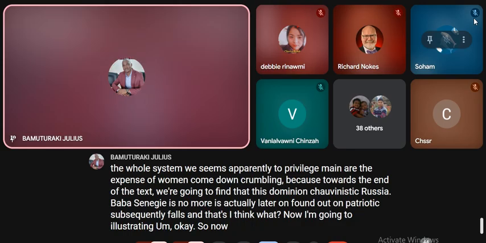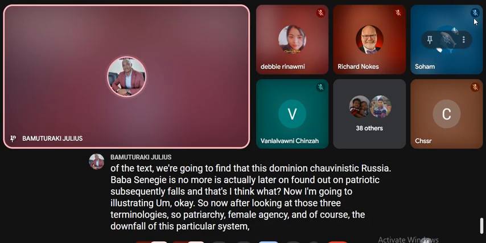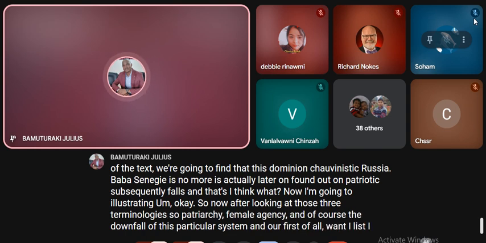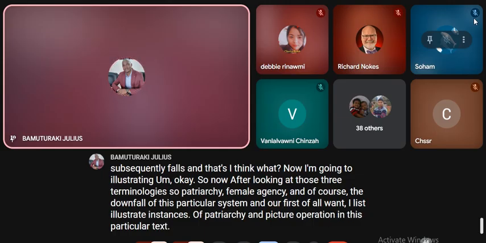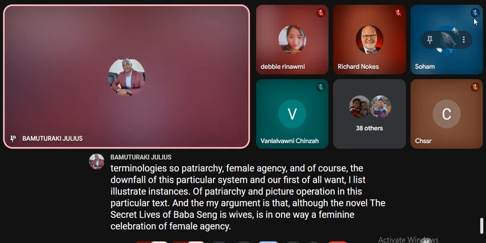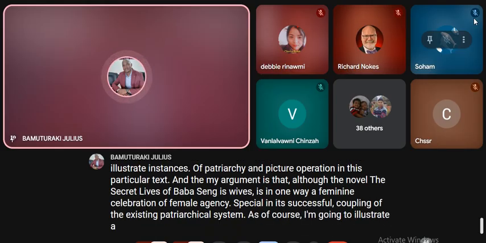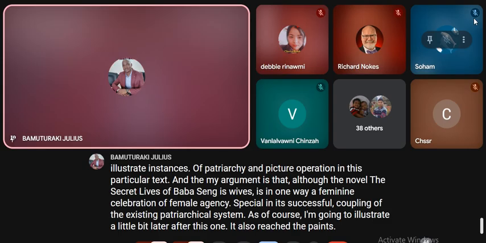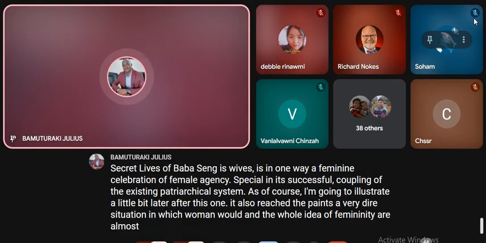Okay, so now, after looking at those three terminologies, patriarchy, female agency, and of course the downfall of this particular system, I first of all want to illustrate instances of patriarchy and patriarchal oppression in this particular text. And my argument is that although the novel, The Sacred Lives of Baba Segi's Wives, is in one way a feminine celebration of female agency, especially in its successful toppling of the existing patriarchal system, as I'm going to illustrate a little bit later, it also paints a very dire situation in which womanhood and the whole idea of femininity are almost synonymous with nothingness.